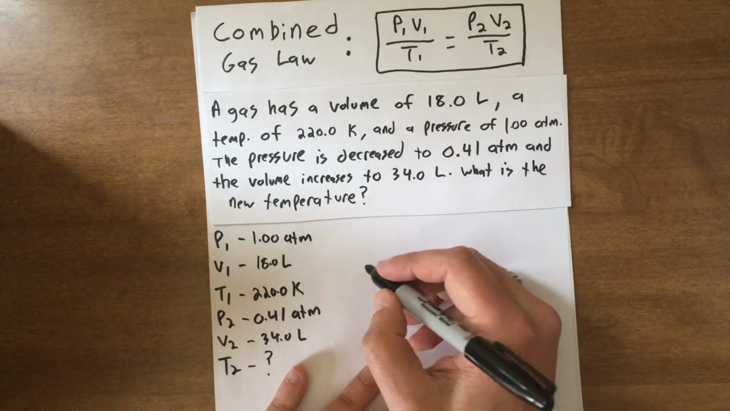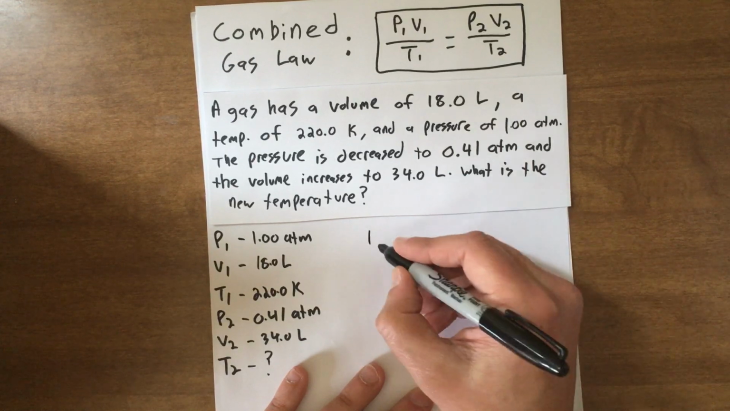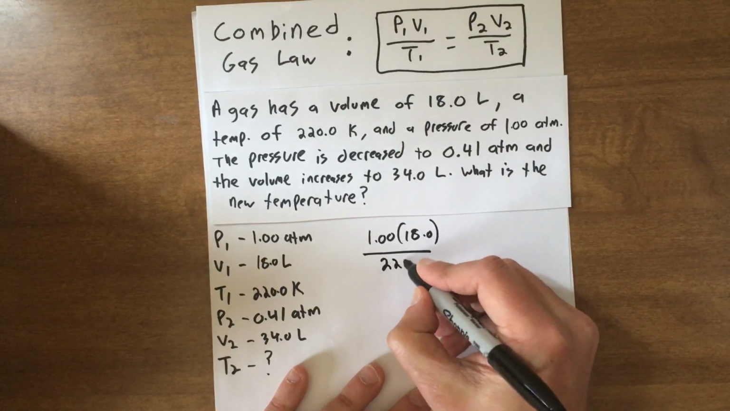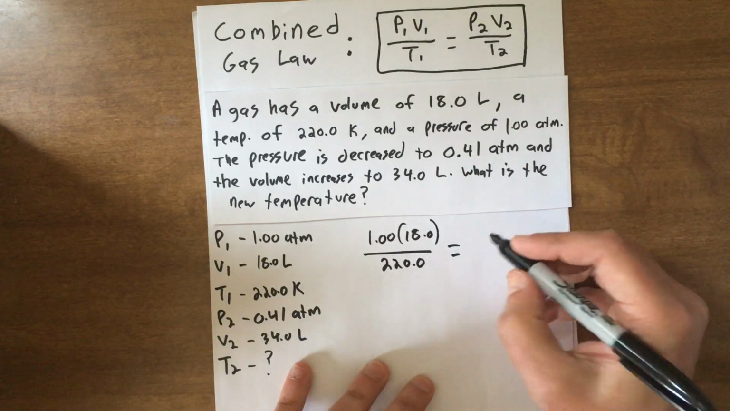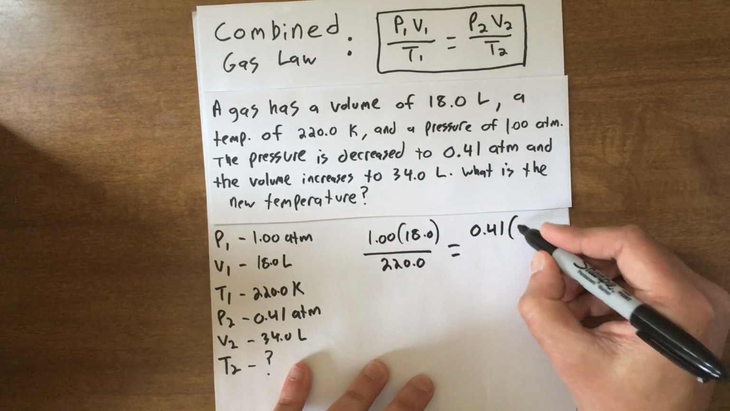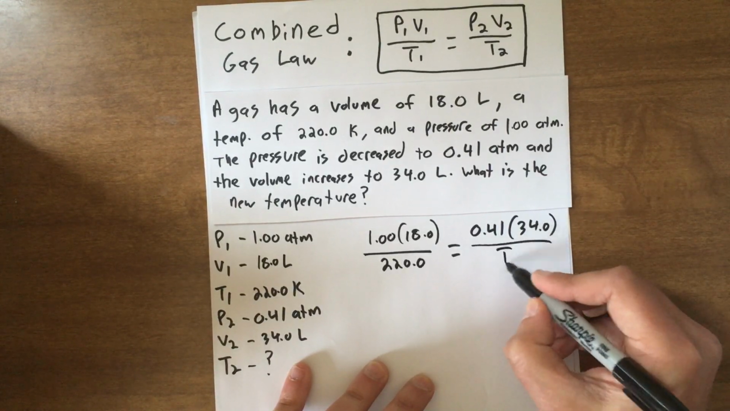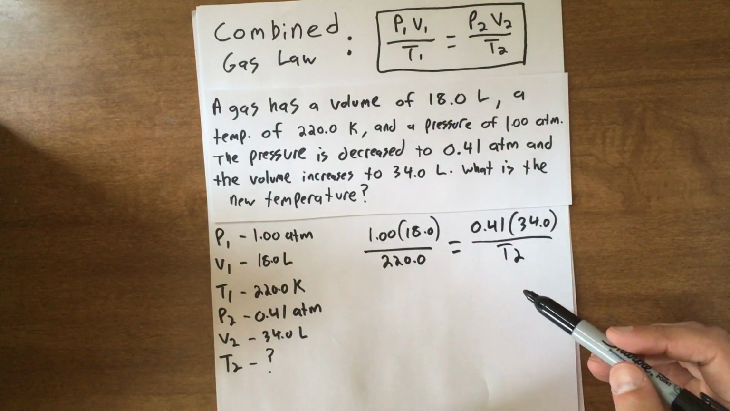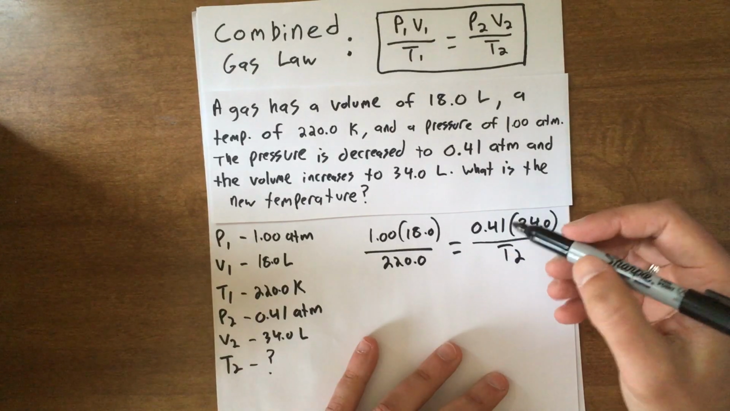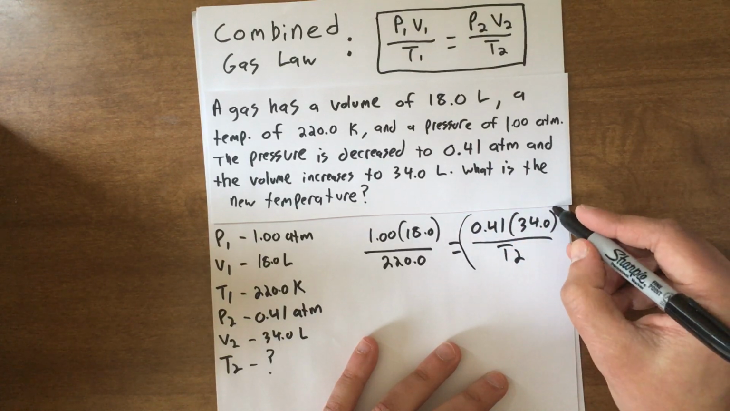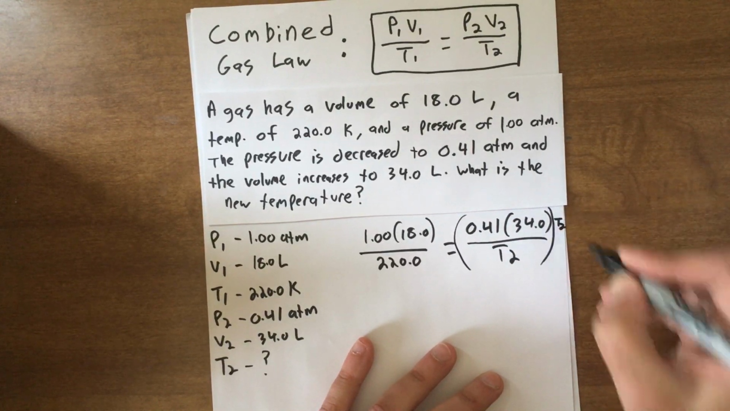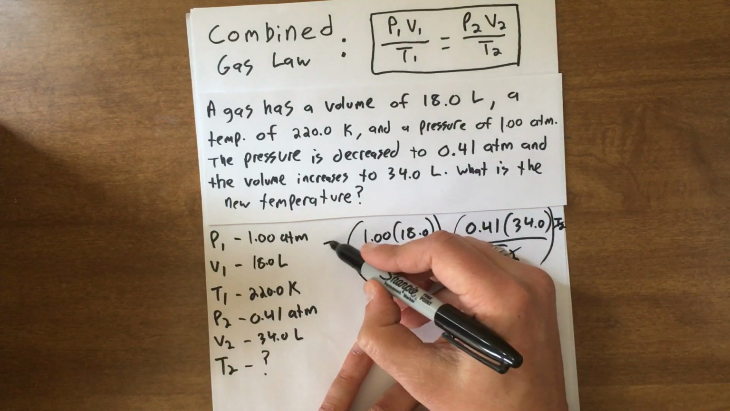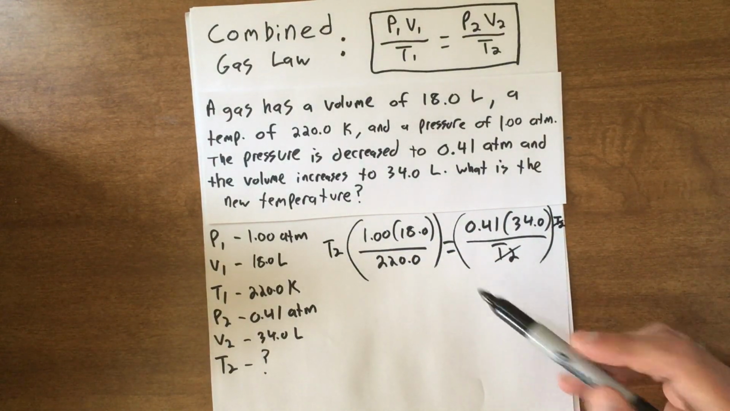So here we go. P1 is 1.00. V1 is 18. T1 is 220. P2 is 0.41. V2 is 34.0. And we're solving for T2. All right, so this is kind of like the last one that I did where we have the variable in the denominator, and I am going to start by bringing that over to the left side. So I'll take this entire term here, and sorry, I'm running out of space, but multiplying it by T2, so that cancels that out right there. And then we would also take this entire side here and multiply that by T2. So you can do some simplification in the middle of this problem.